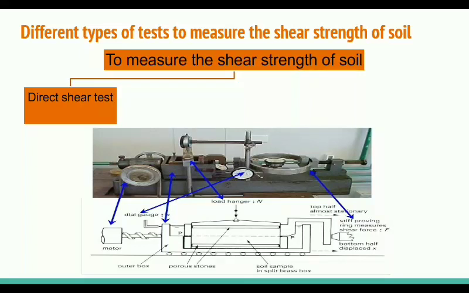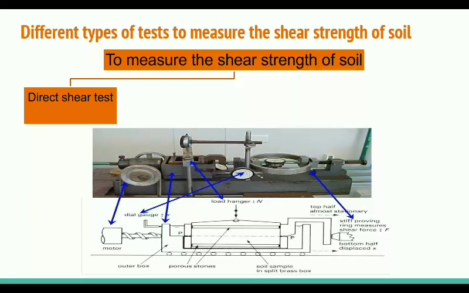Why do we call it the direct shear test? Because we directly calculate the shear strength of soil. So what do we do in the test? You can see in the figure that there is a proving ring on the right side. In the proving ring there is a dial gauge. By taking the reading of the dial gauge fixed in the proving ring, we can calculate the load applied by the proving ring, and that load can be a shear load or a vertical load.